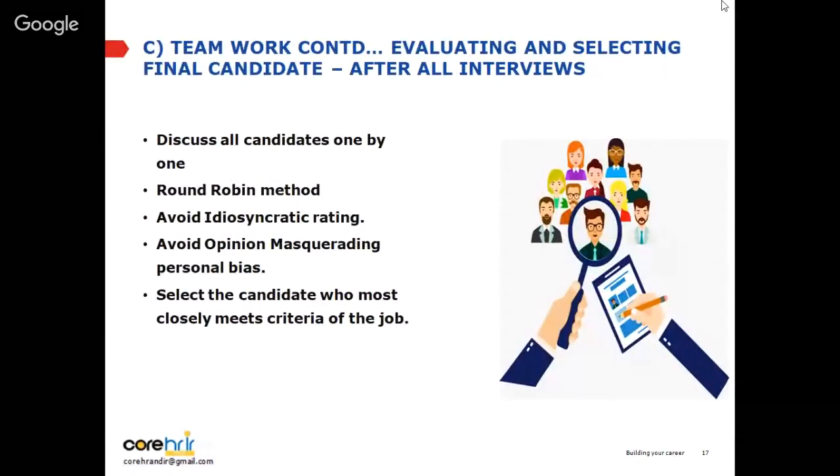This is the important point: we have to discuss all the candidates one by one, using a round robin method, either alphabetical or round robin. Avoid idiosyncratic rating, that is, whatever my own rating or purview is; rather, you should look from an organizational perspective. Also avoid opinion masquerading as personal bias, like saying I didn't like this, or I didn't like that he was wearing an orange shirt. This is all personal bias which you need to overcome, because you are hiring for an organization. This has to be avoided, and you have to select the candidate who most closely meets the criteria for the job.